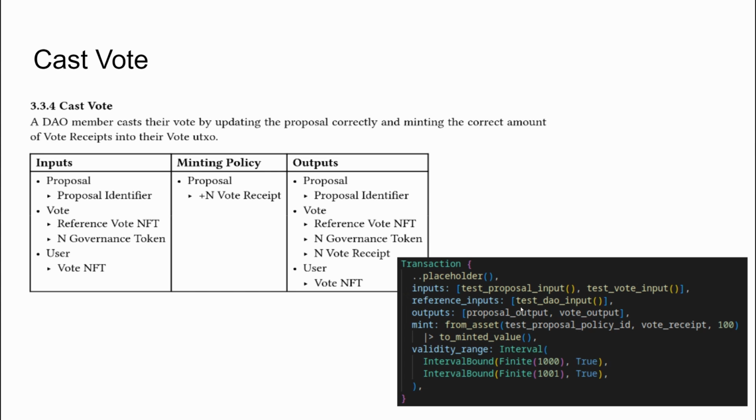Here we have added the DAO UTXO as a reference input to verify what the asset name is and the minting policy of the governance token, so that the proposal minting policy can verify that the user has the correct amount of governance tokens in their vote UTXO.